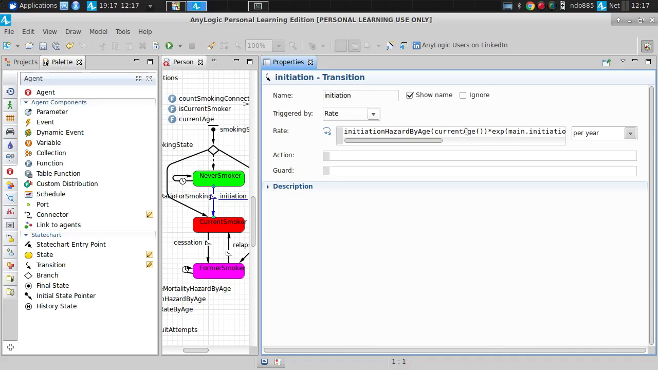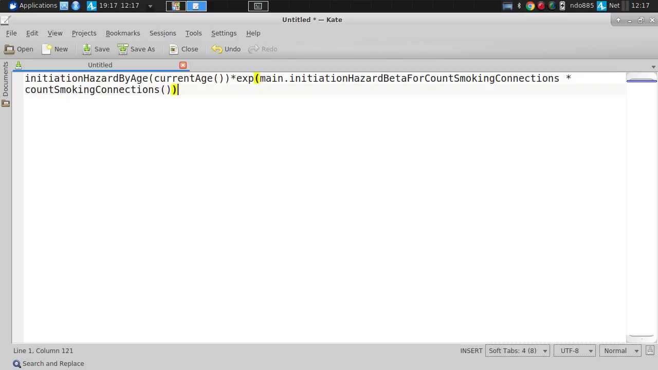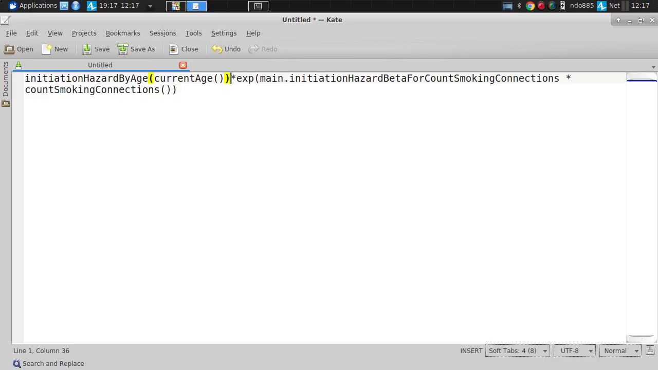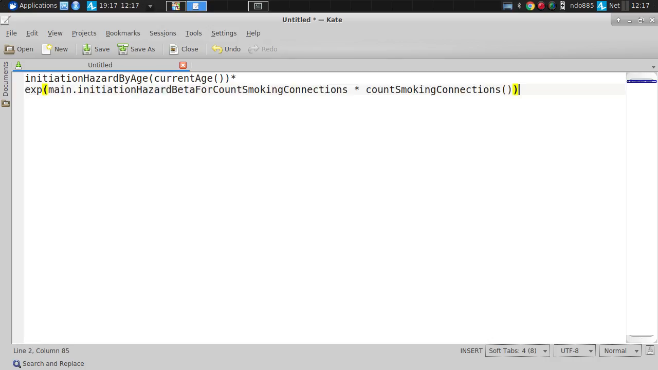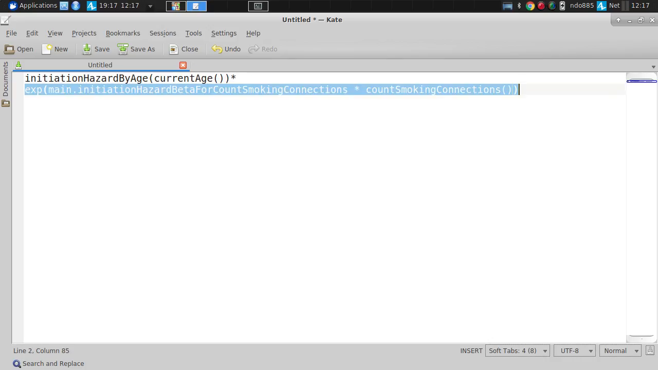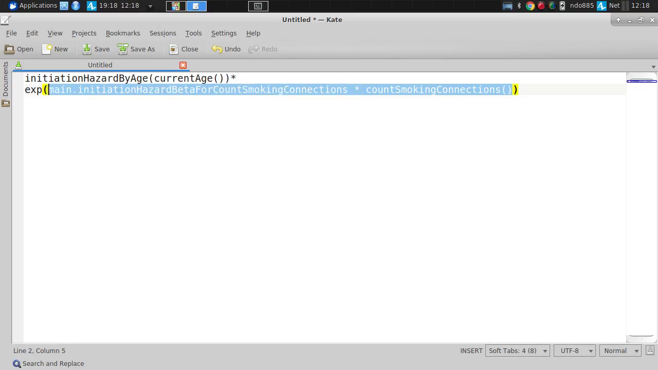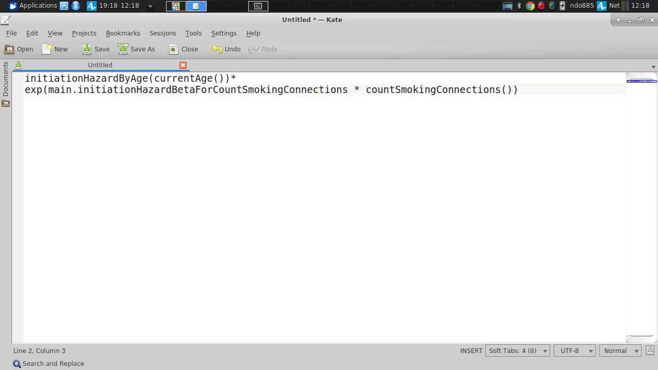There we are. So let me put this up on the big screen. This is what was there already, ladies and gentlemen. The thing that's up here was here already. All I did is I added this. So here, if we have count smoking connections 0, what is this whole thing going to be? Well, yeah, this is going to be 0. And so this times this is going to be 0. And exp of 0 is what?